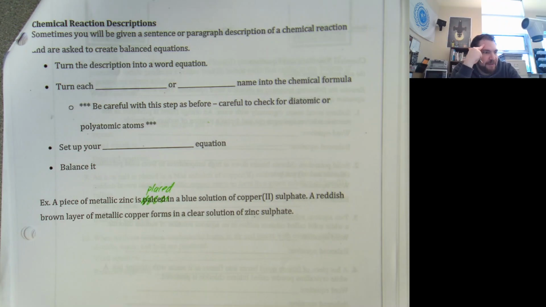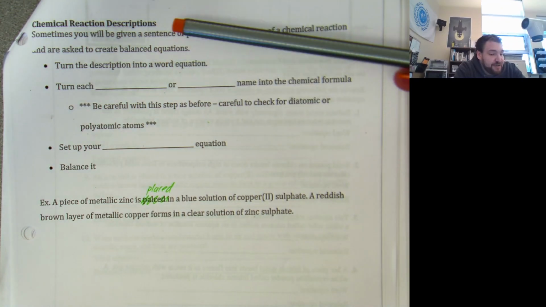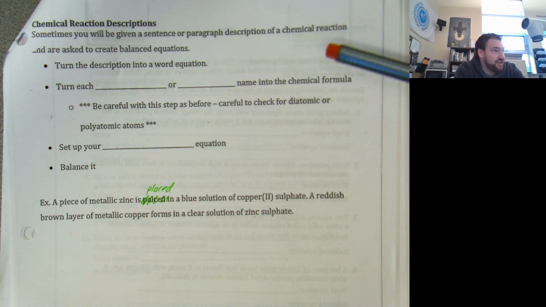Let's say I put something up on YouTube here in class. You should be able to give me, from the video, a balanced chemical reaction for what you just witnessed. It's not out of the realm of skills that I should be able to expect from you. And so here's what that would look like. Sometimes you'll be given a sentence or a paragraph description of a chemical reaction, like you will tomorrow in the lab that we're going to do.